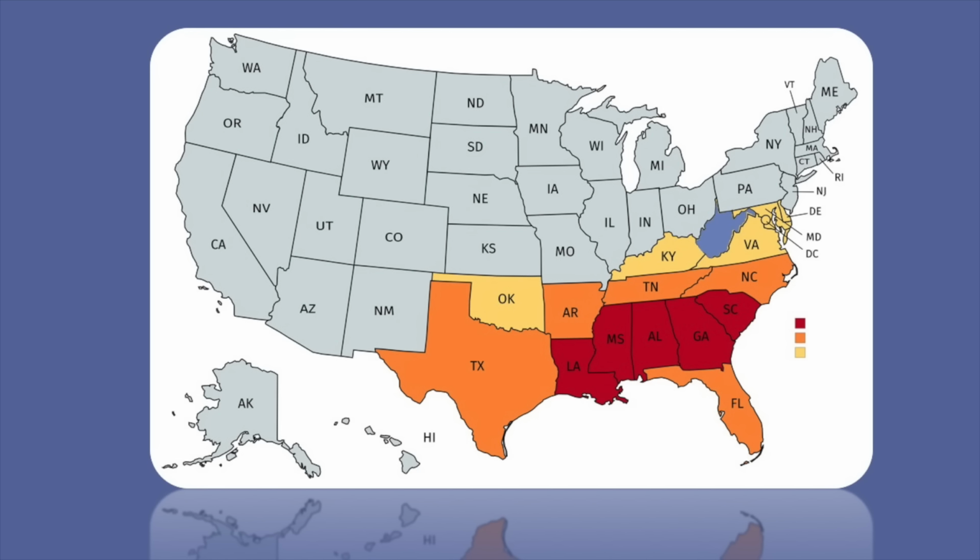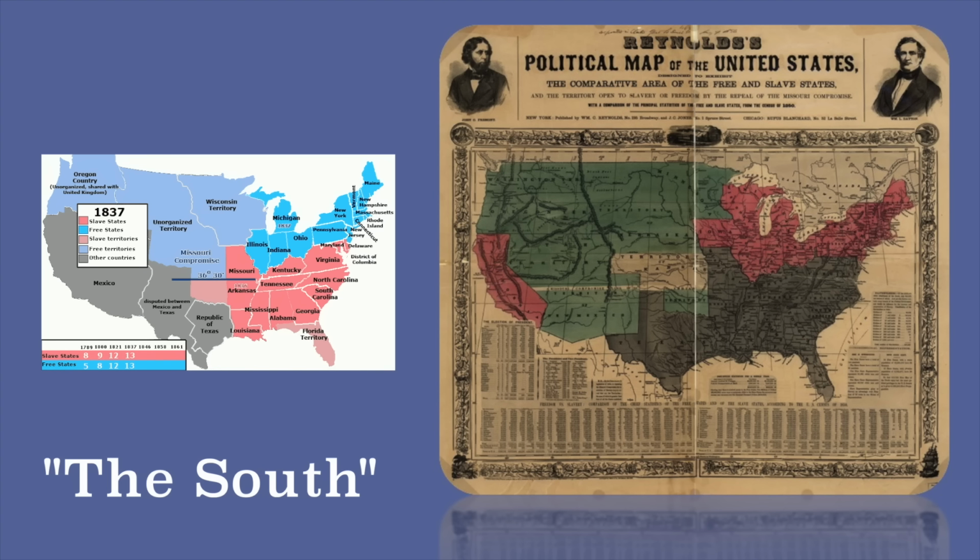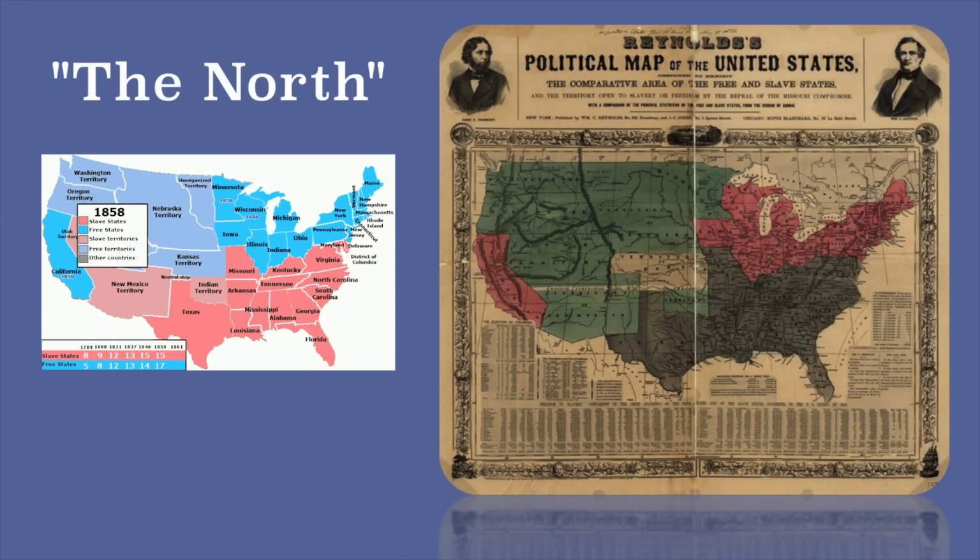But sometimes West Virginia gets lumped into the Midwest like Missouri is. And often, Maryland and Delaware get lumped into the Mid-Atlantic region. For this video, when I say the South, I'm talking about all the slave states. And when I say the North, it's all the states north of those.